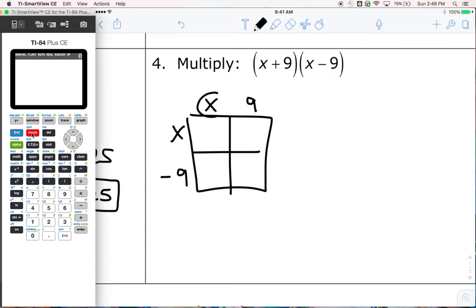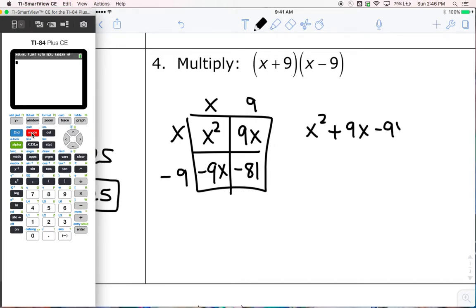So let's multiply. X times x is x squared. 9 times x is 9x. X times negative 9 is negative 9x. And finally, 9 times negative 9 is negative 81. So let's write out our 4 terms: x squared plus 9x, negative 9x, and a negative 81.